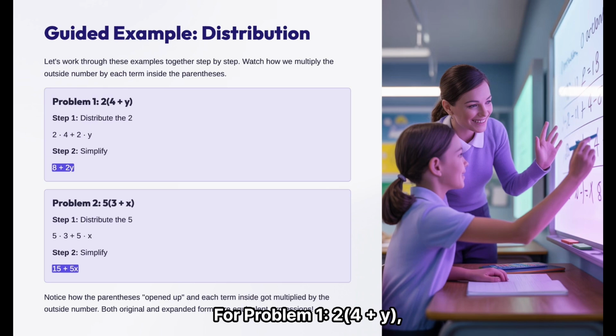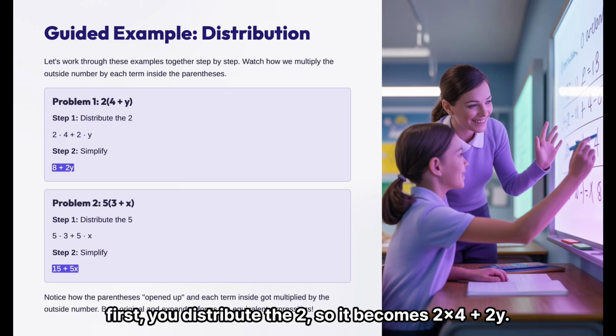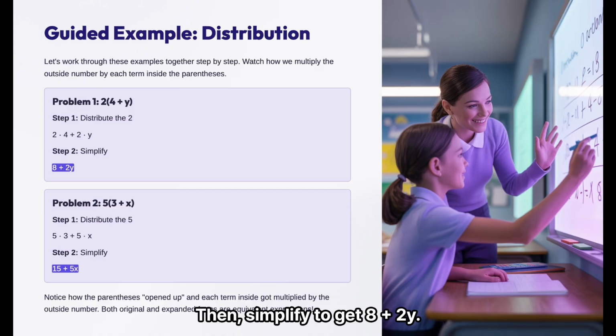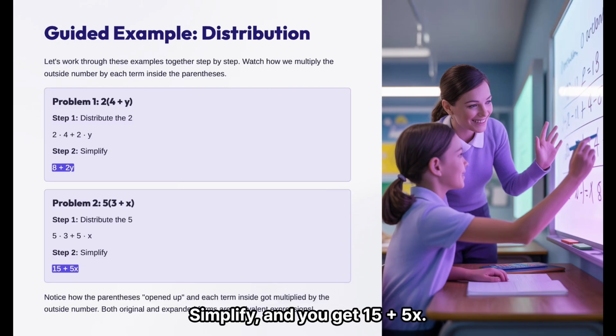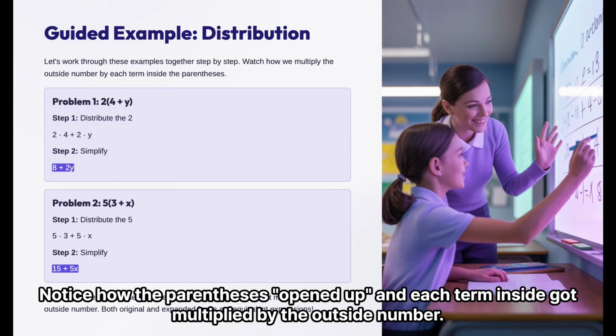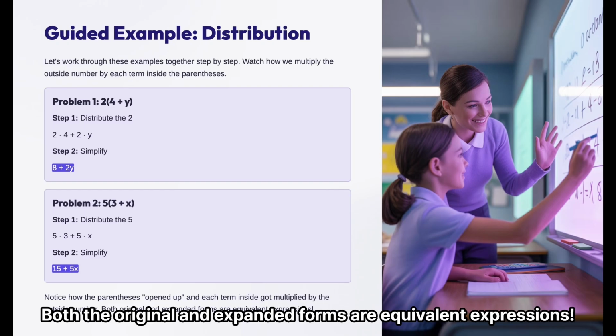For problem 1, 2 times (4 plus y), first, you distribute the 2, so it becomes 2 times 4 plus 2 times y. Then, simplify to get 8 plus 2y. For problem 2, 5 times (3 plus x), you distribute the 5, making it 5 times 3 plus 5 times x. Simplify, and you get 15 plus 5x. Notice how the parentheses opened up and each term inside got multiplied by the outside number. Both the original and expanded forms are equivalent expressions.